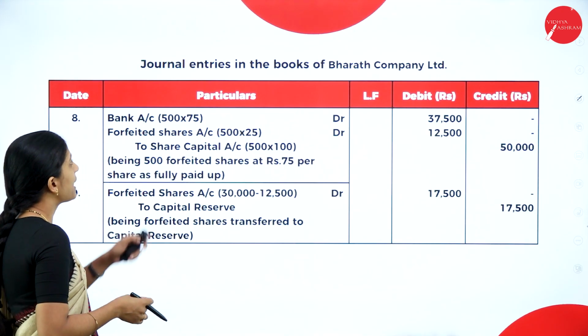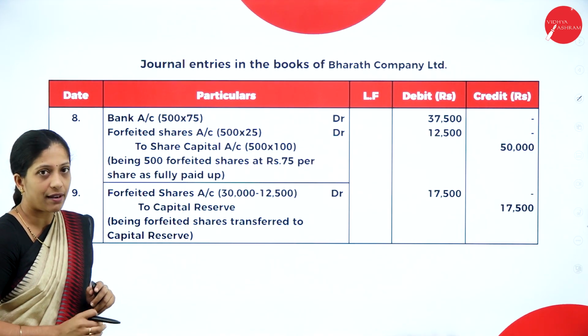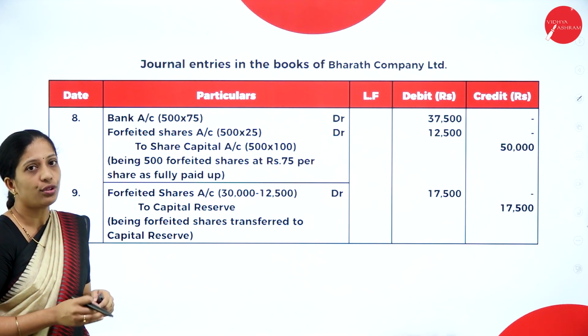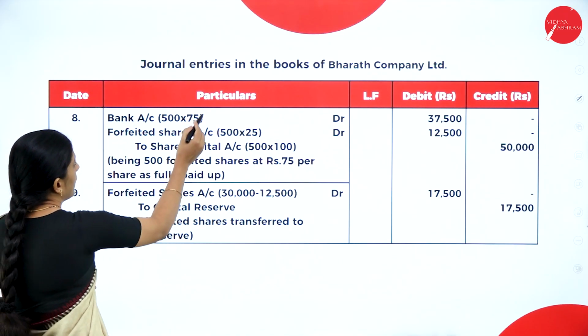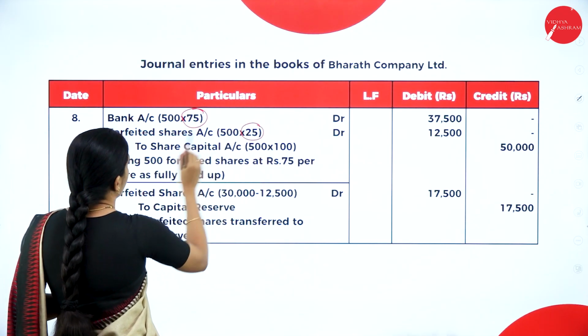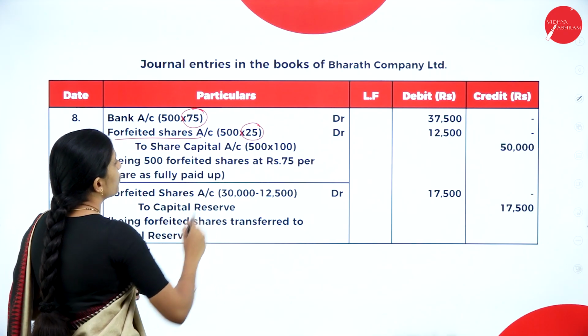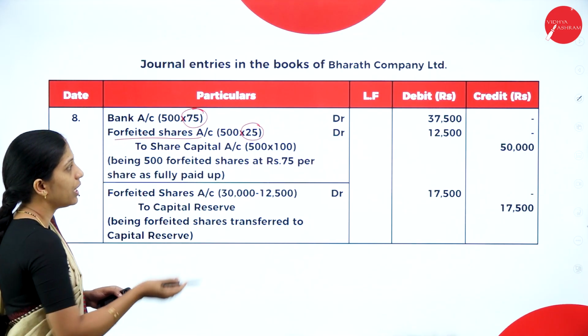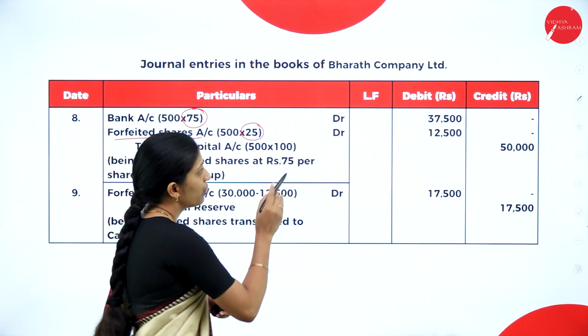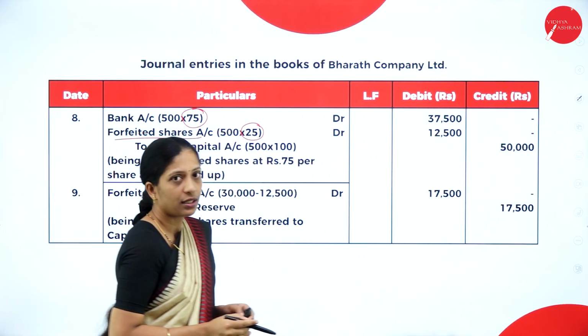Now at what price they reissued? Reissued at rupees 75. So bank account debit, forfeited shares account debit to share capital account. So 500 into 75 we reissued, 25 is discount which has to be transferred from forfeited shares account to share capital account 500 into 100. When you multiply, you will get 37,500, 12,500 and 50,000.